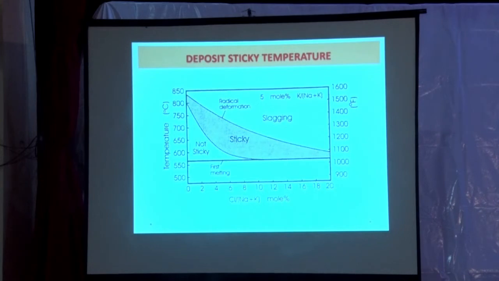So at this low temperature, when it was passing through 600 degrees centigrade, through the boiler bank, through the superheater, there was no deposit. But when chloride is present, it becomes sticky at this lower temperature. So this is the basic chemistry behind how chloride and potassium act as detrimental components in chemical recovery.